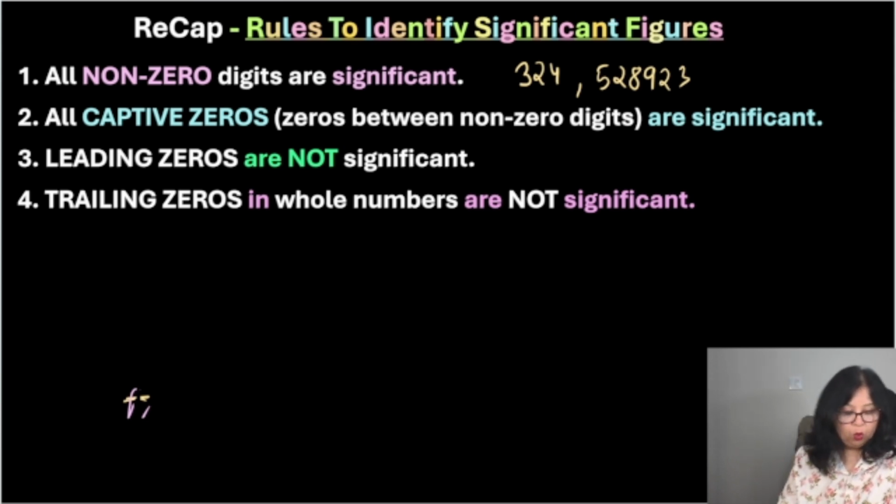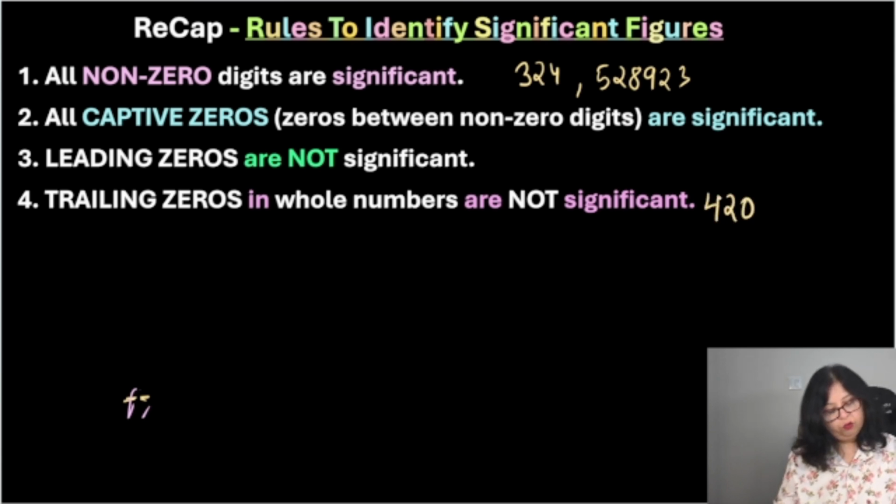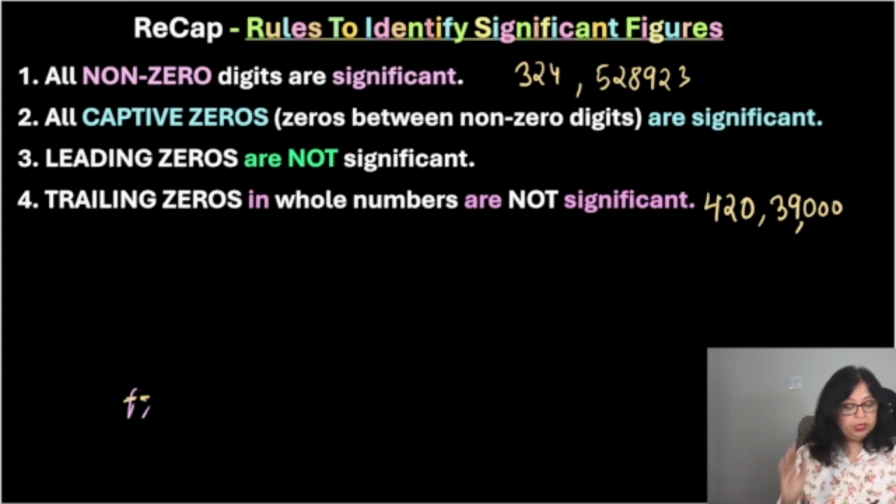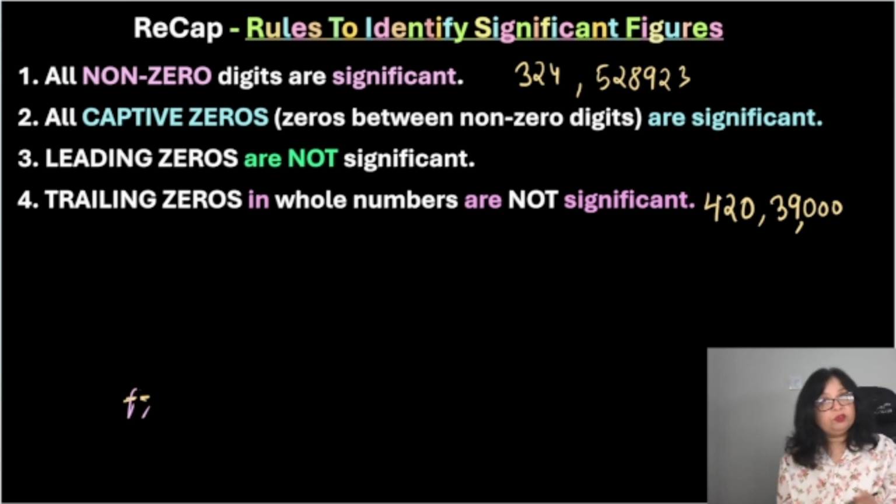Trailing zeros in whole numbers are not significant. For example, 420. There's a 0 at the end of this. This 0 is not significant. Okay? And 39,000 has 3 zeros at the end. Those are called trailing zeros. Trailing zeros in whole numbers, whole numbers is the key word here. So 420 has 2 sig figs and 39,000 also has 2 sig figs.